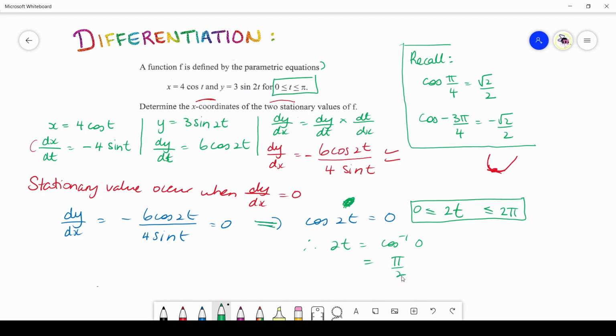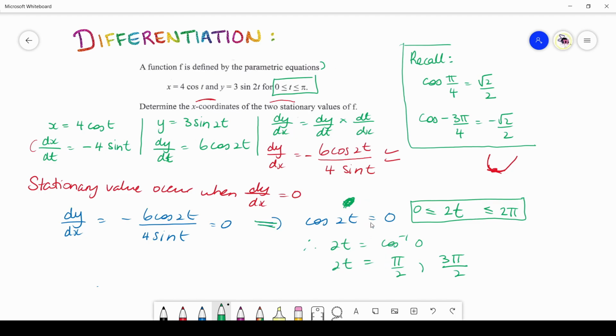Now, remember that this is a double angle, so you need to account for double. You need to add a revolution. You need to add 2 pi so that you have a second value as well. So that answer is not only pi on 2, but it will also be 2 pi added to that. You'll get 2 pi plus pi on 2, which is 5 pi on 2 as well. Okay, and that's what 2t is equal to.